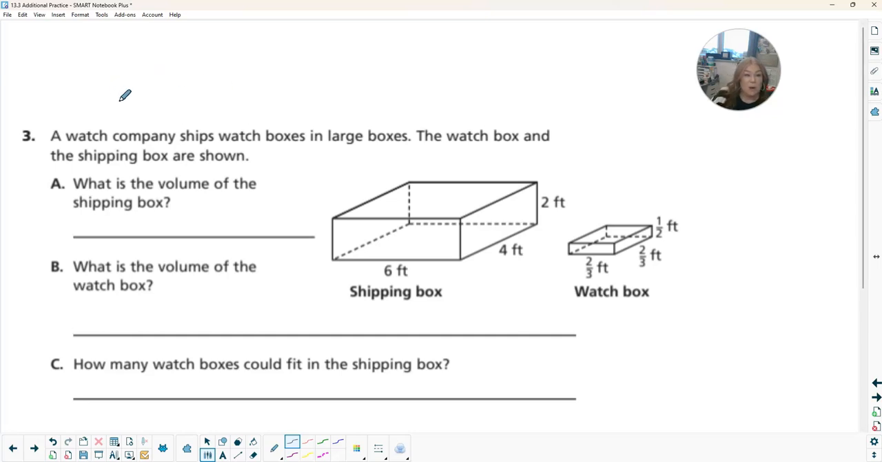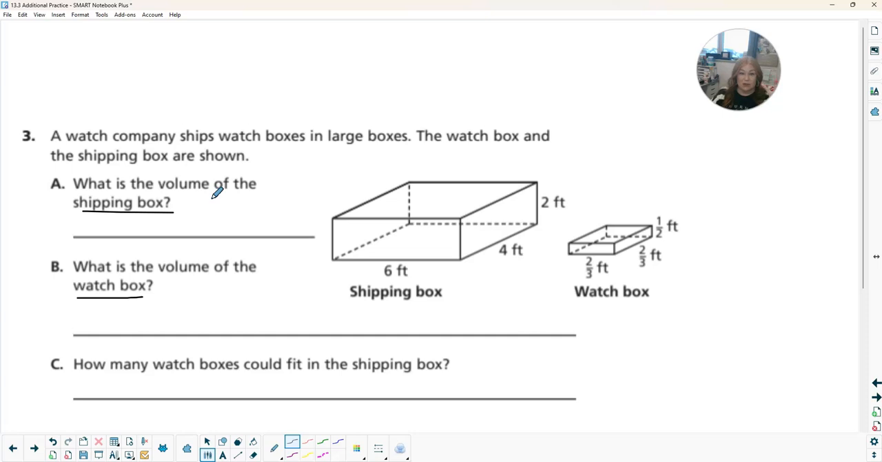Hey, number 3, a watch company ships watch boxes in a larger box. So we have the shipping box and the watch box that are shown. What is the volume of the shipping box? So, right, length times width times height. And our label, right, is feet cubed. Now it wants the volume of the watch box, length times width times height. And it wants to know how many watch boxes can fit into the shipping box.